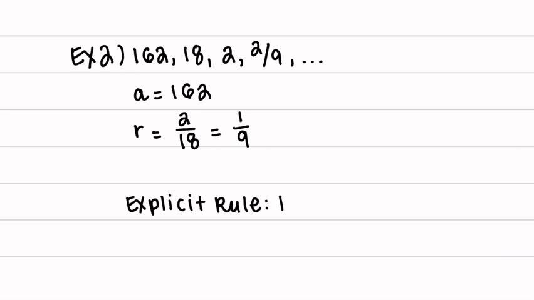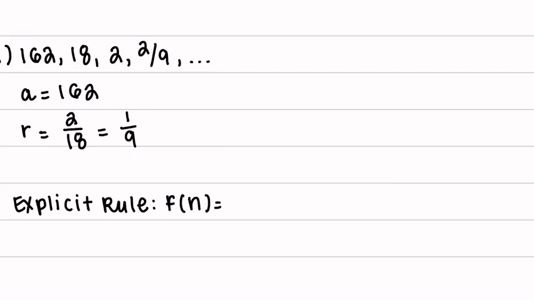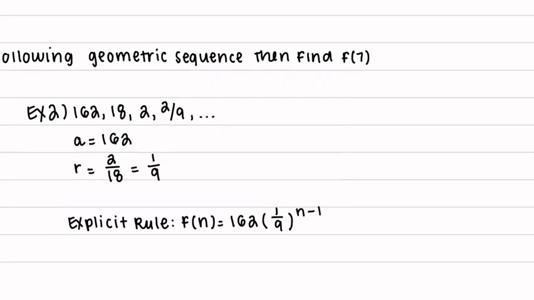f of n is equal to the initial term. I always remember the initial term goes first because, by what it's called, the initial term is the initial value in your equation. So 162 times 1 over 9 to the power of n minus 1. We'll assume that 162 is term number 1. It wouldn't be wrong to say it's term number 0, but we don't really have a reason to say that.